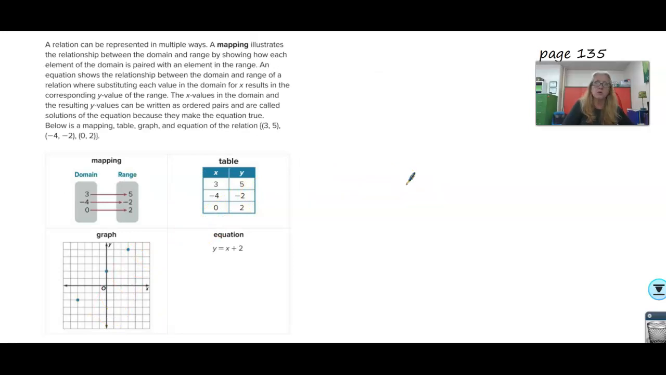More words. This book has so much print on a page. A relationship can be represented in multiple ways. A mapping illustrates, this is a mapping here, where they draw the domain, the X value, and the range, the Y value. You draw the arrows. You can do it on a graph. See, these are the 3 points. The point (0, 2) is right here.